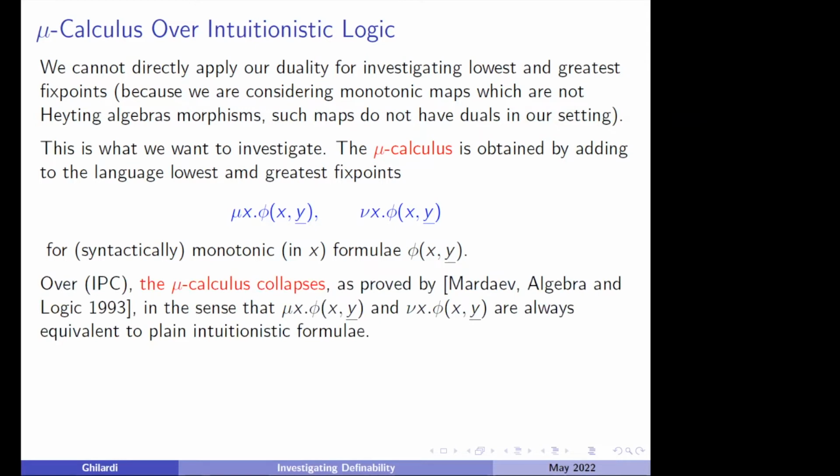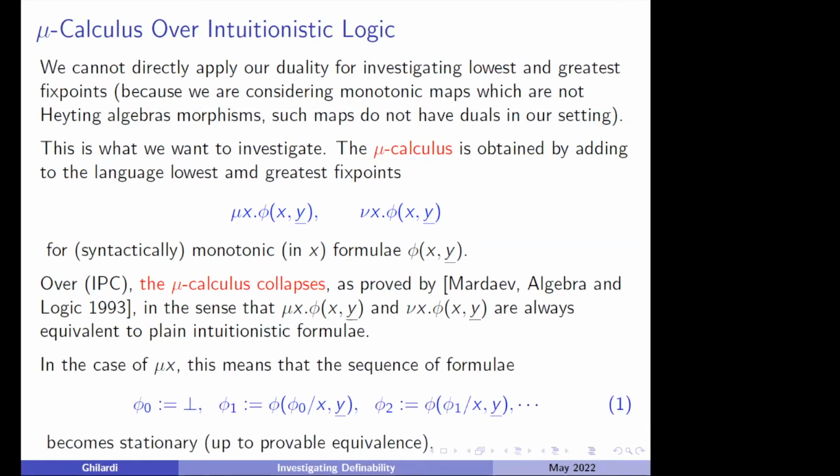Now, what was proven by Ruitenburg, the Dutch mathematician, in 1993, is that the mu-calculus collapses over intuitionistic logic, meaning that these formulas are always equivalent to formulas of plain intuitionistic logic. And this is a rather surprising result. And this means that this sequence of iterative fixed point approximations converges in a finite number of steps.